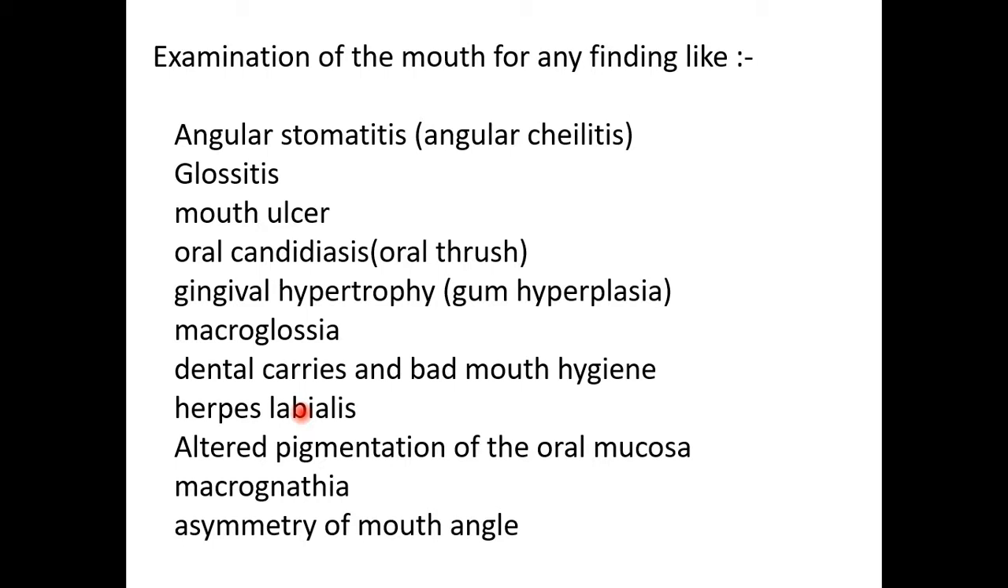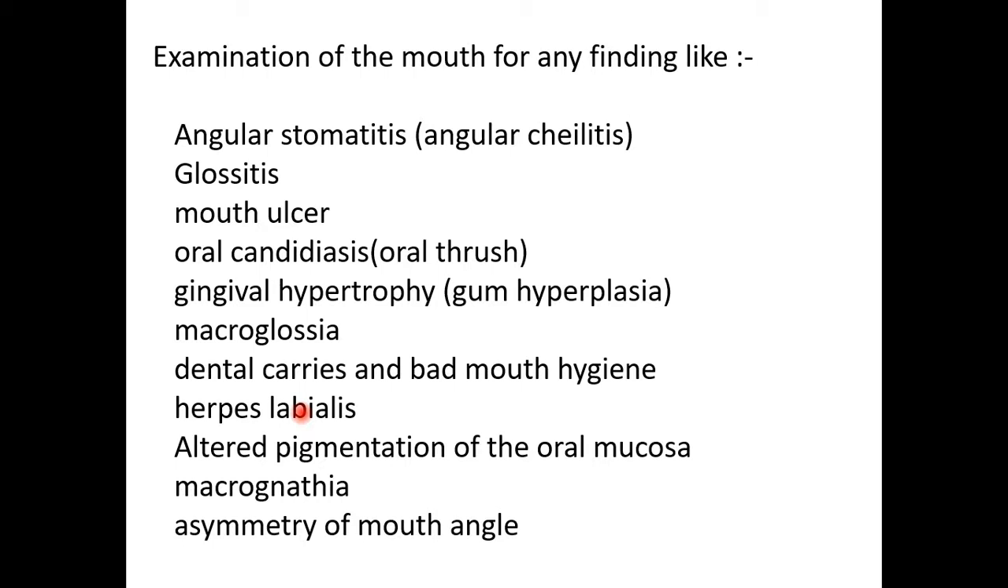Mouth ulceration, mouth ulcers, for example in patients with Behçet disease. Oral candidiasis, oral thrush. These are white patches in the mouth due to fungal infection, occurring in immune-compromised patients, especially diabetes, for example, or asthmatic patients using steroids, or sometimes in breastfed babies. Also we see a lot of babies have oral candidiasis. We call it oral thrush.